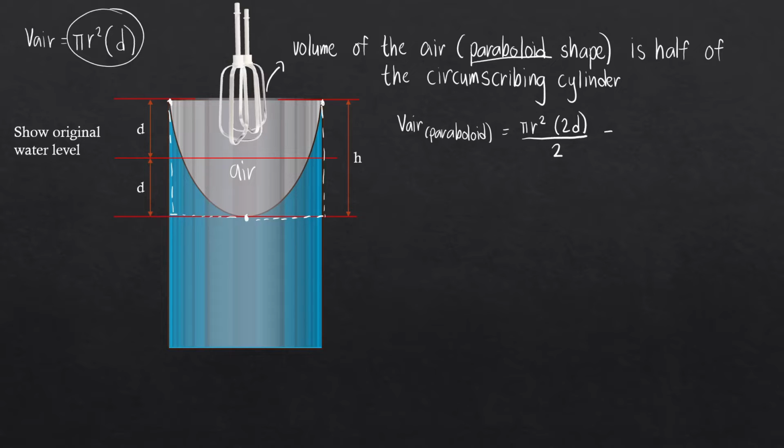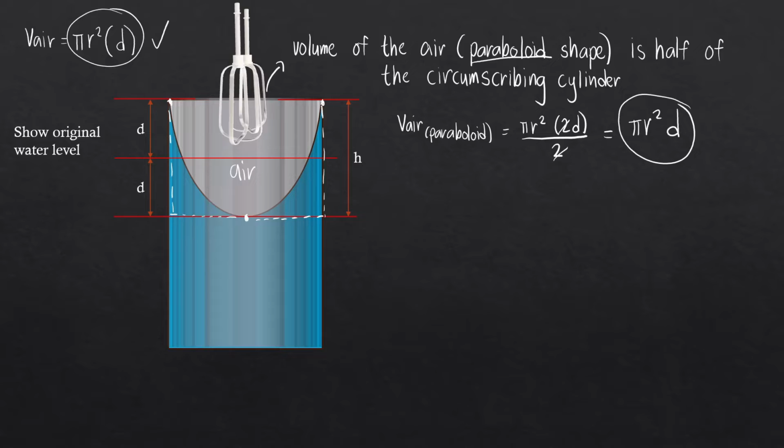And so simplifying this, we have 2 will cancel. This will be pi r squared multiplied by D. And so notice that this volume is equal with this initial volume. And so again, this is the last point at which the initial volume of air will not be exceeded, because it will now be equal.